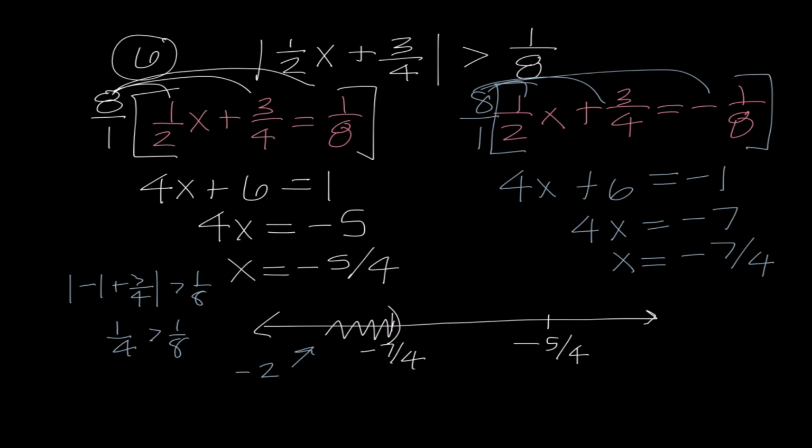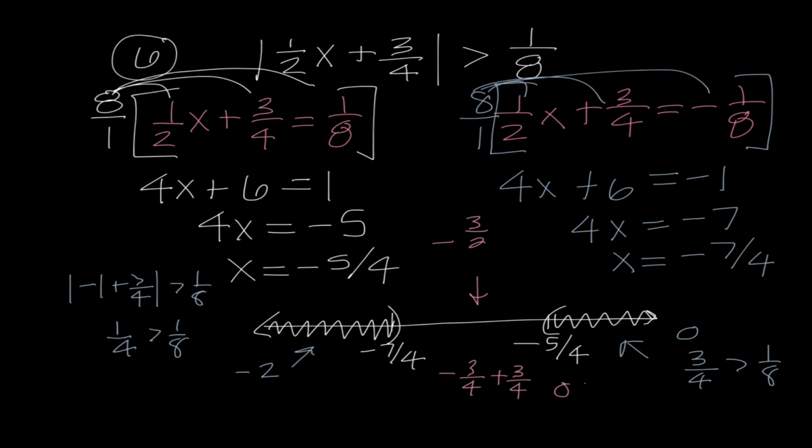Okay, so I'm thinking we're shading to the left. I would also think that we're probably shading to the right, and I'm going to put in 0. If I put 0 in, I end up getting 3/4 is greater than 1/8, which is also true, so I'm going to shade. If I had tried something in between, I might do negative 6/4 or negative 3/2. If I did that, I would get negative 3/4 plus 3/4, which is 0, is greater than 1/8, and that would be a no, so we would not shade in between.